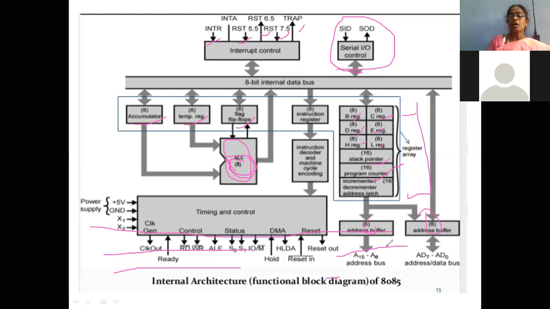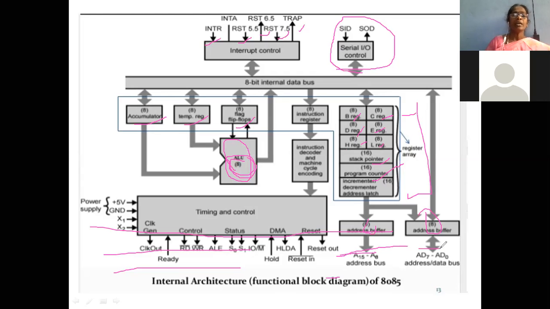So there are lower order address lines AD0 to AD7. Address and data are multiplexed, and A8 to A15 are called the higher order address lines. AD0 to AD7 are called the lower order address lines. So in total, A0 to A15, there are 16 address lines, and D0 to D7, 8 data lines.